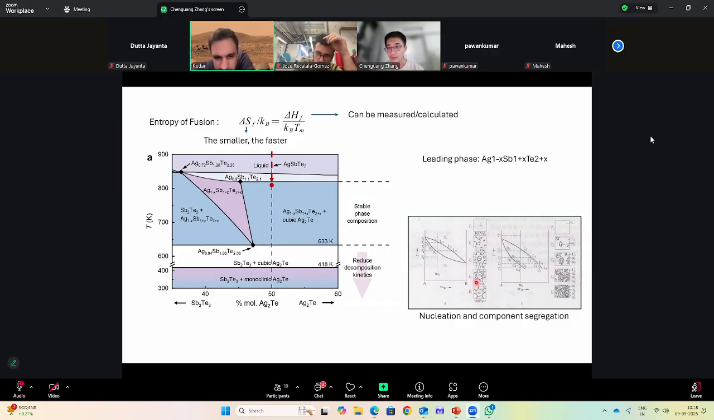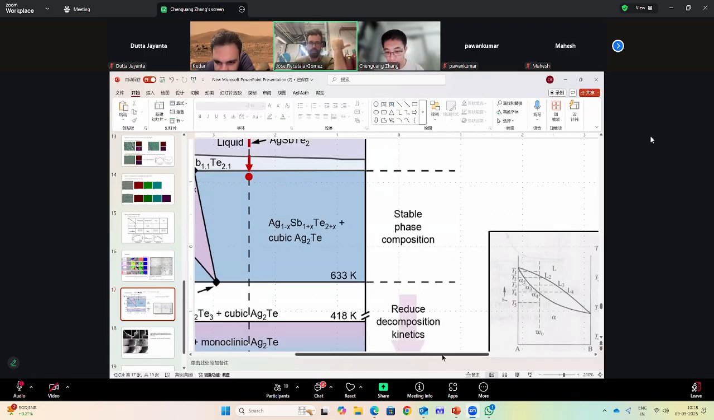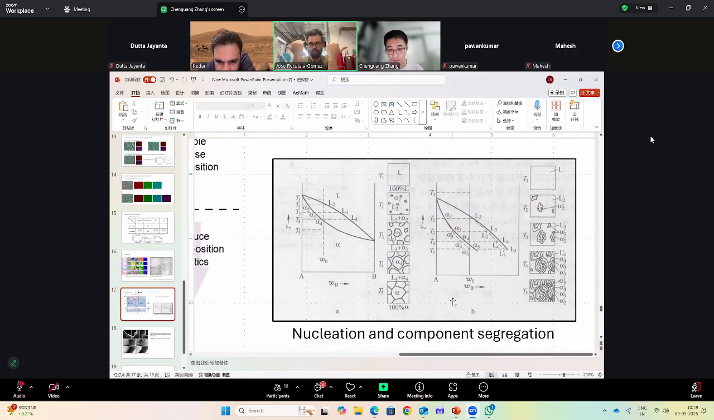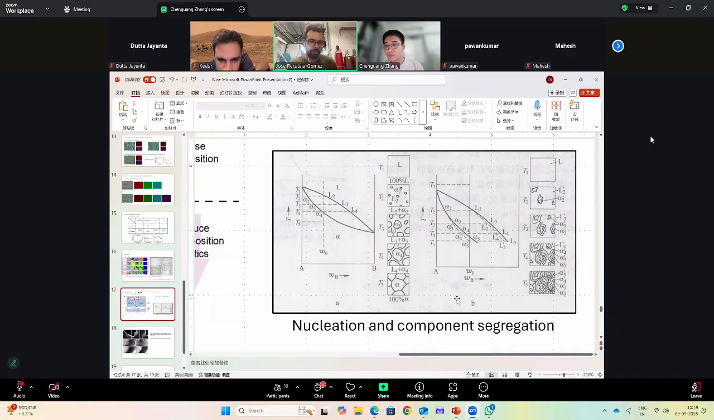Can you zoom into this picture? Which one? Here. What is the picture on the bottom? What is the x-axis? WB and WO. The weight percentage, the weight concentration of B. Yeah, so that's a binary alloy. You have temperature on the Y axis and you have A on the left and B on the right. So it's the classical binary system. Yeah.